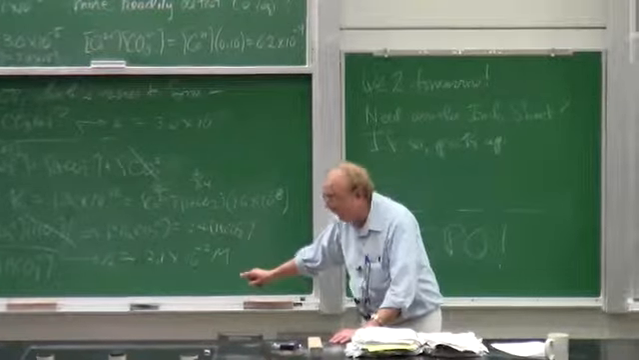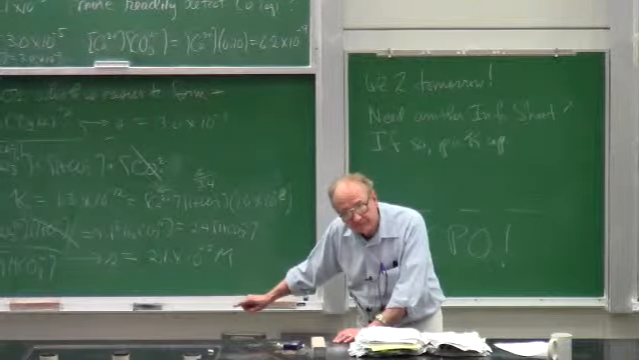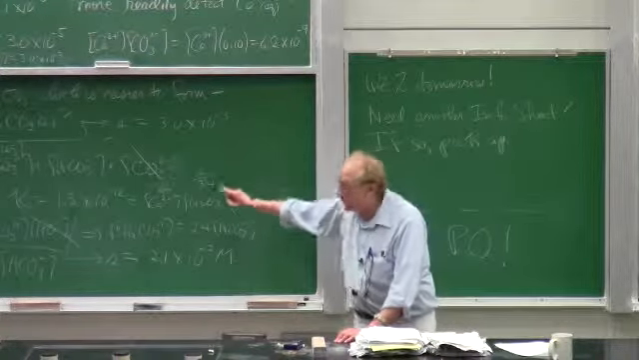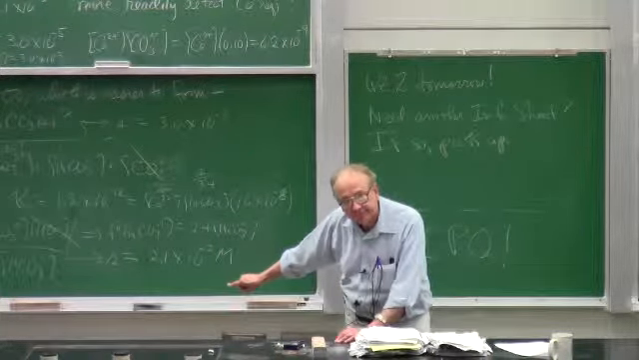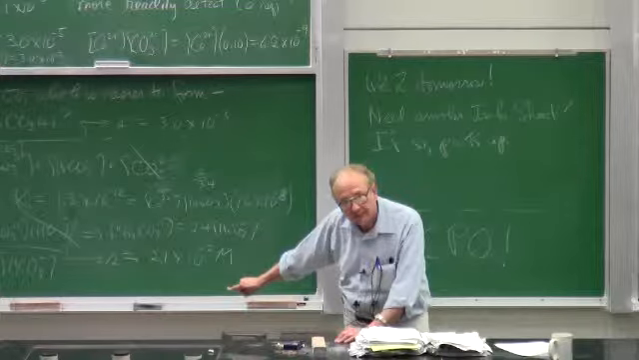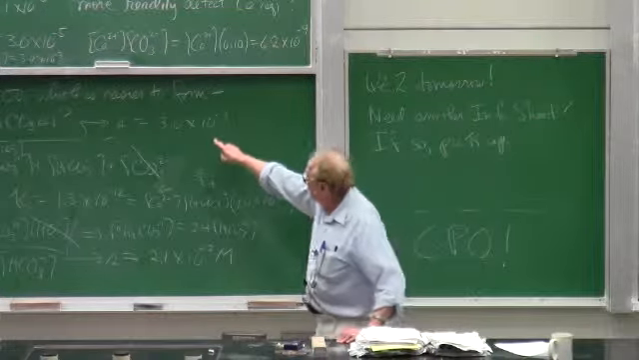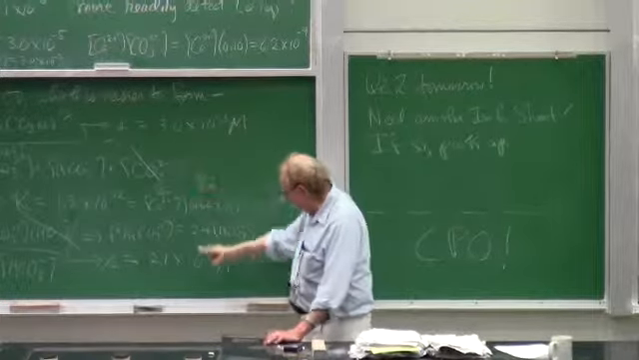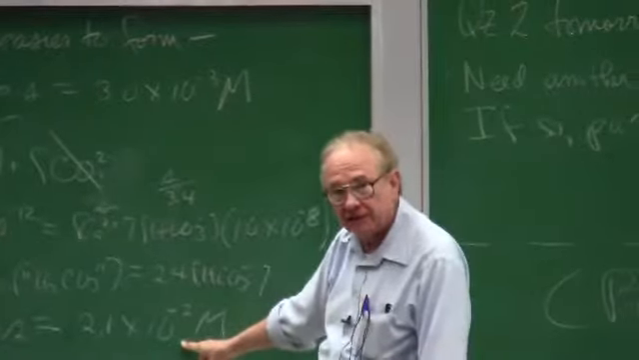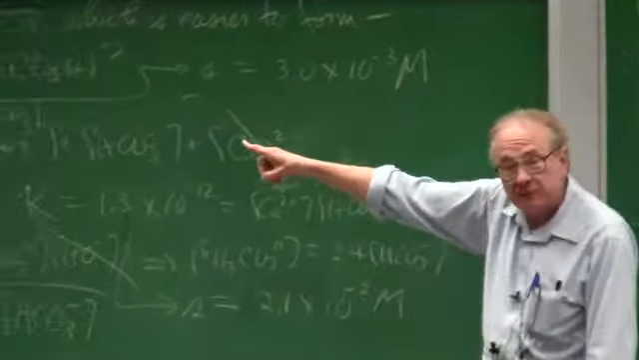So, at pH 6, which stuff is easier to form? Calcium carbonate or gypsum? Which one? There's the gypsum solubility. Is this a smaller number than this? You bet it is. That means the gypsum is easier to form.